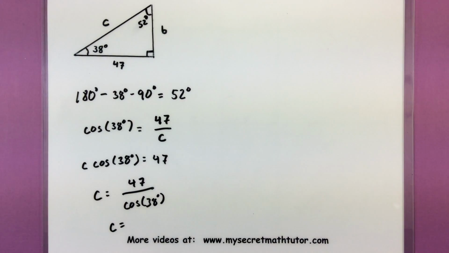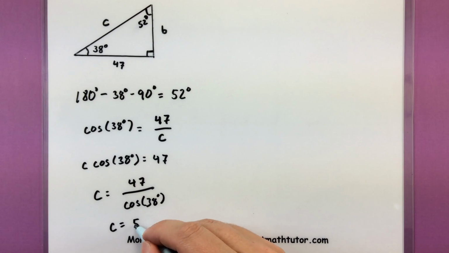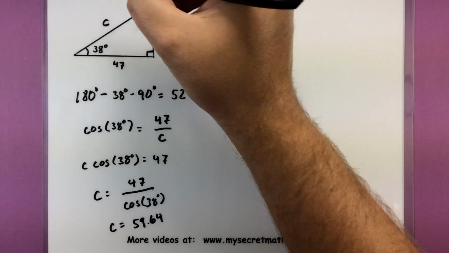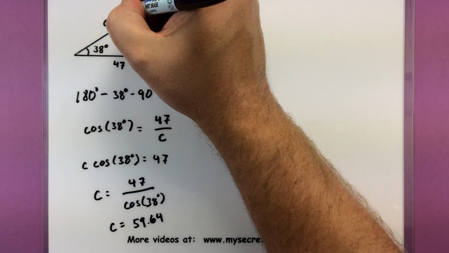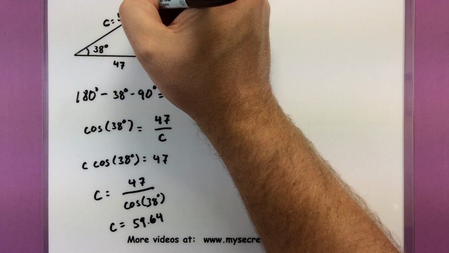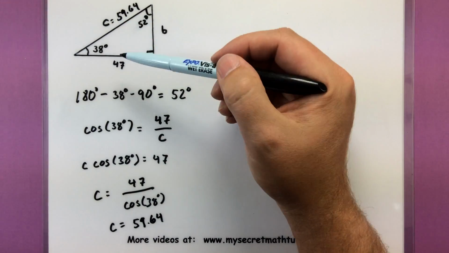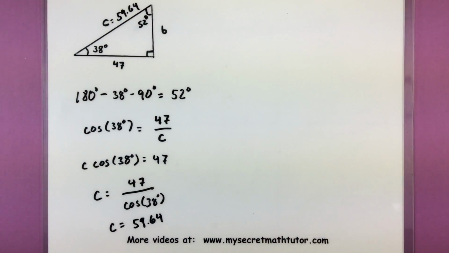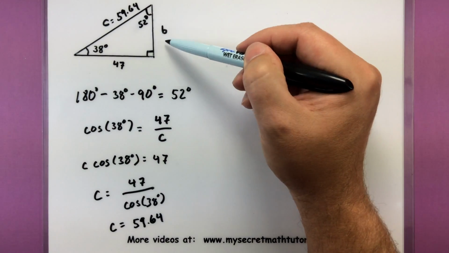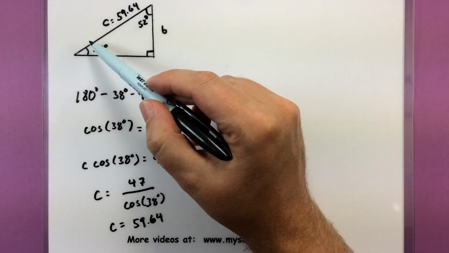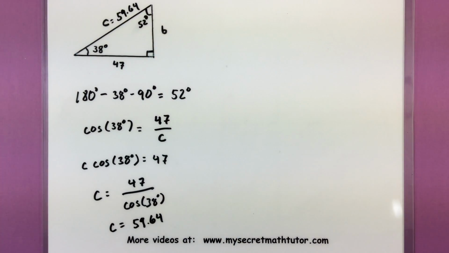Now if we punch this into our calculator, we'll get around 59.64. All right, so we know another side, 59.64. Now at this point we have some options. Now that I know two sides of this right triangle, I could use the Pythagorean theorem to go ahead and find that missing side b. Of course, since we also know one of the angles, I could use another trigonometric formula to go ahead and find the missing side b as well. Both of those are perfectly valid methods.